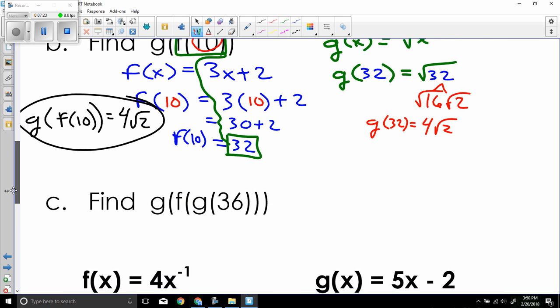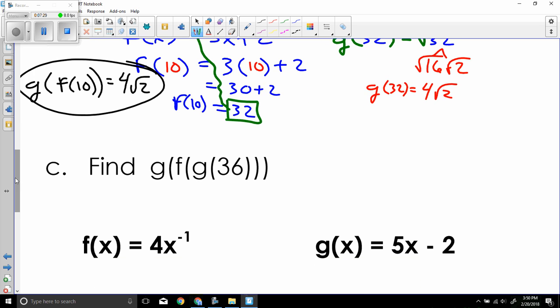Again, if that felt too fast for you, by all means, pause the video, stop, try to rework it, see if you can figure it out. Okay, this beast for c. I'm going to take this 36, and first I need to plug it into g. So here I don't have a whole lot of space, so I think I'll do this one first. So that's g of 36 equals, well, that's the square root of 36, which I know is 6.